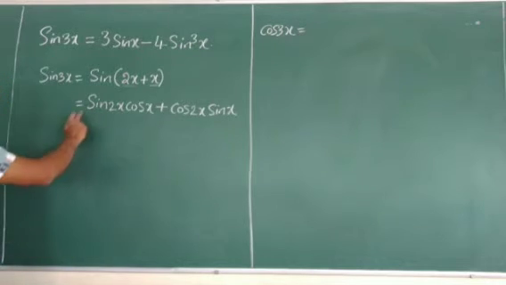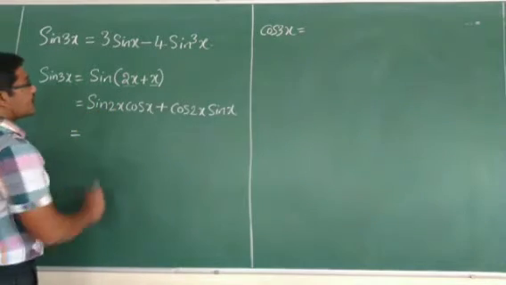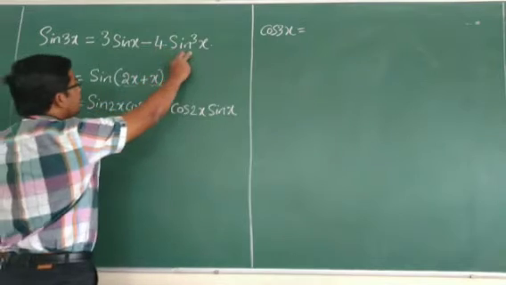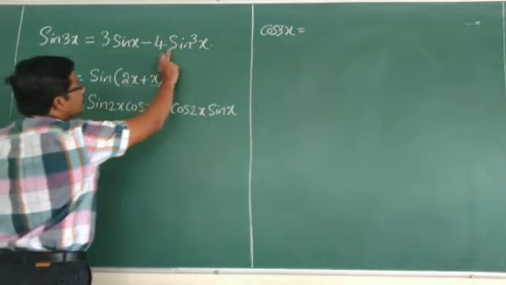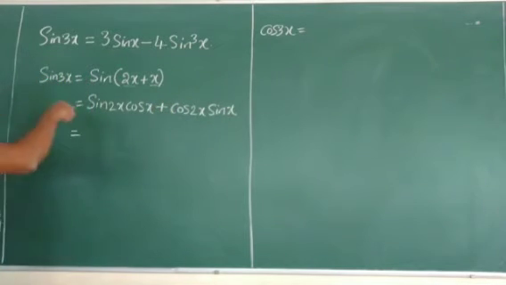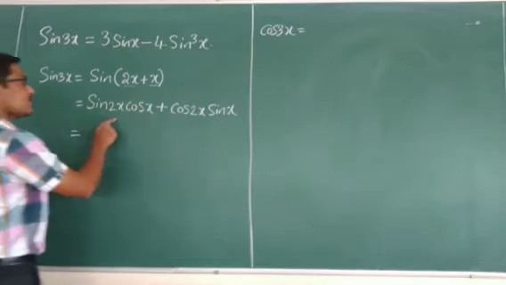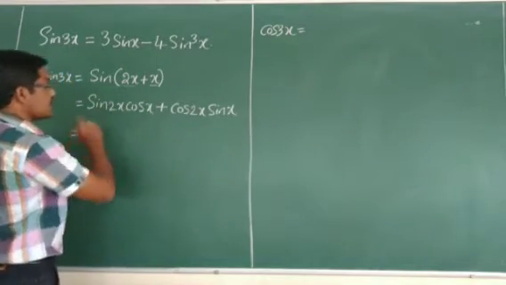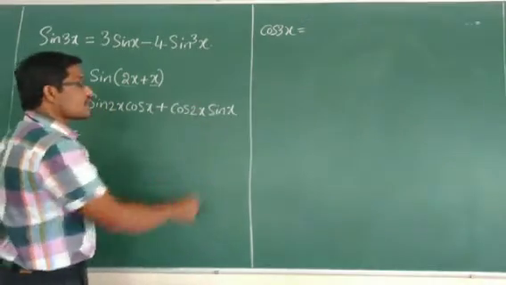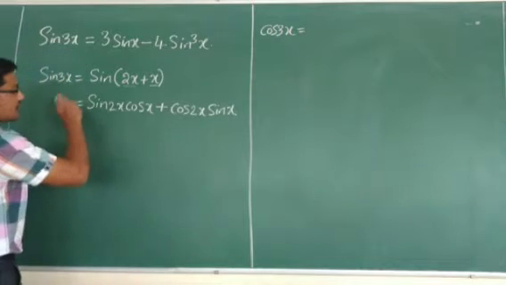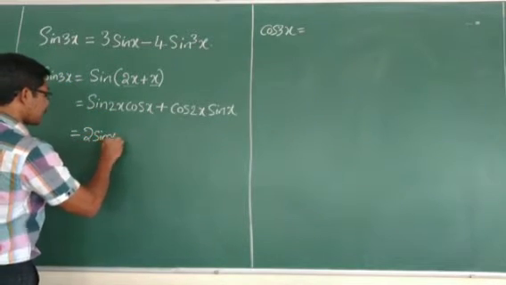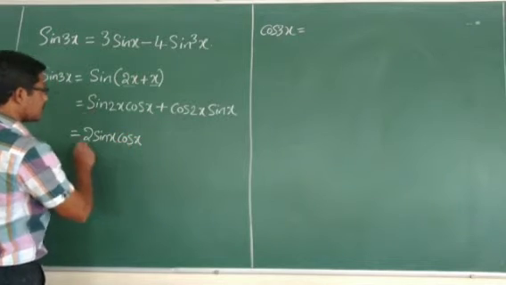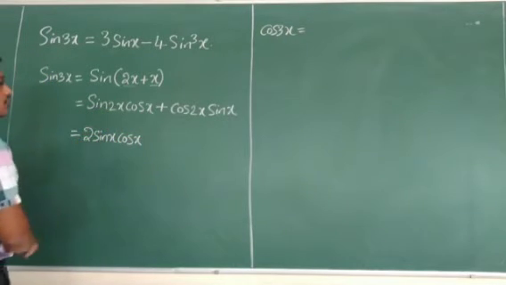Now we have already seen what is sin 2x. See, if you observe the right side everything is in terms of sin. Here it is sin, here it is sin. So everything is in terms of sin only. So here also we will convert everything in terms of sin. So first we write sin 2x as 2 sin x into cos x.